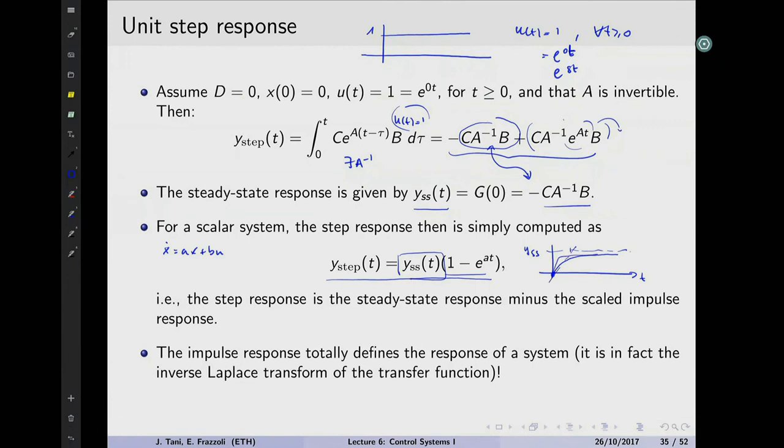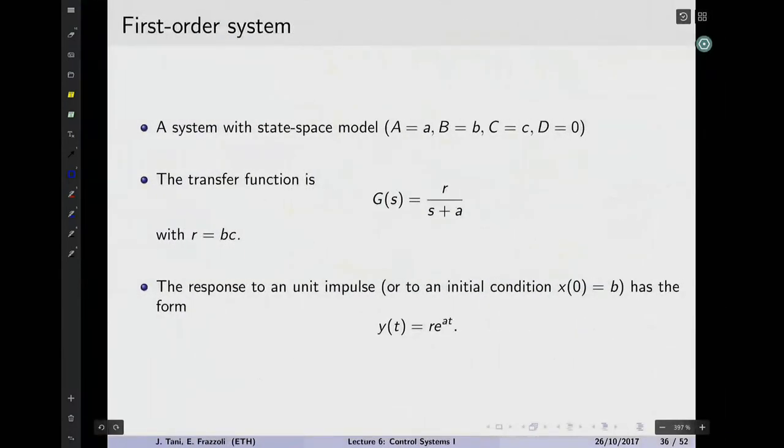So yes, the step response is going to be something that we're going to use often to see the transient behavior of outputs. We'll continue next time.